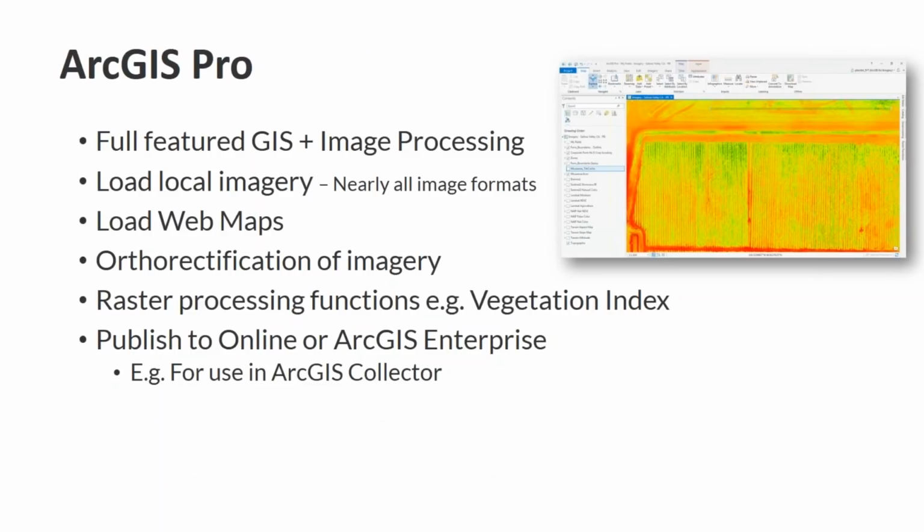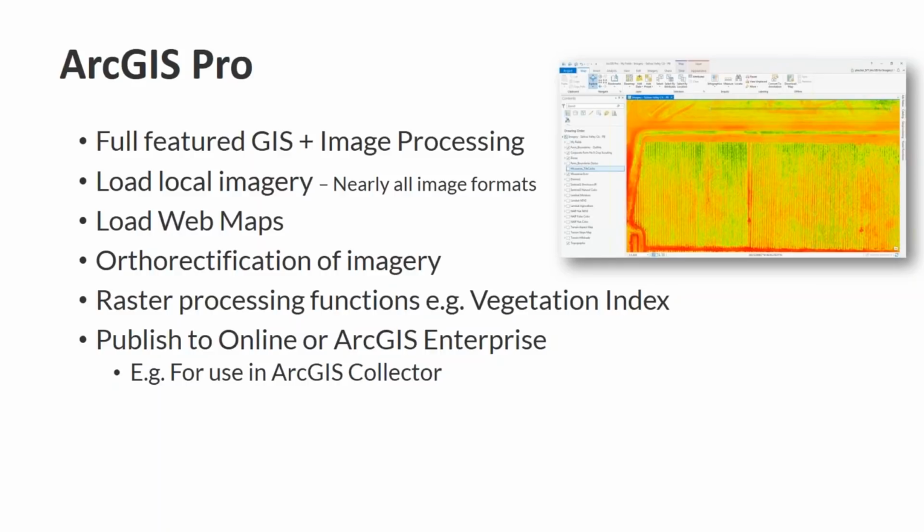The other one is ArcGIS Pro. So ArcGIS Pro is really a full-featured GIS as well as very powerful image processing capabilities. It allows you to load imagery, local imagery, so nearly all image formats are supported. You can also load those same web maps that you're using in web applications into Pro. Some of the image processing includes things like auto-rectification of the imagery. So if you have more raw imagery and you want to auto-rectify it, Pro includes those capabilities.